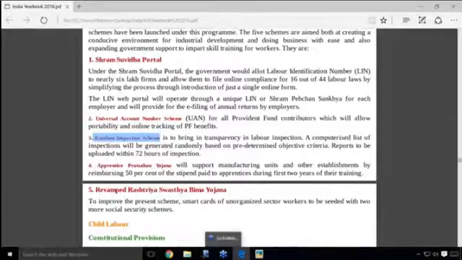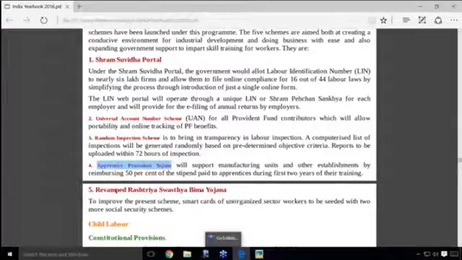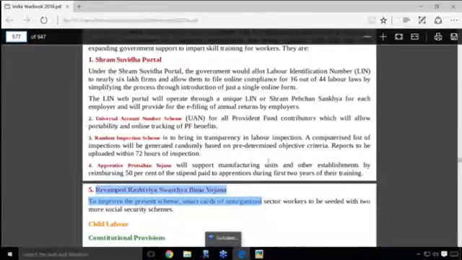Then you have Apprentice Protsahan Yojana. To develop the skills of the people, the government is saying that you take people as interns in industries and give them skills. So when anyone joins as an intern, the company needs to pay some money. Government has said that whatever the company pays, 50% of that will be given by the government. Revamped Rashtriya Swasthya Bima Yojana. This is regarding the insurance scheme.